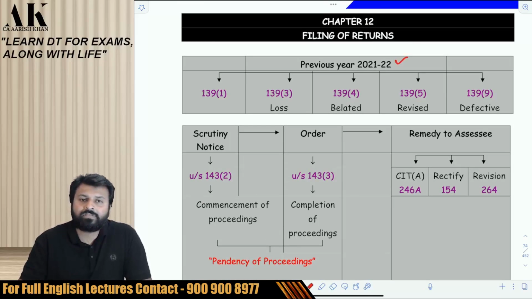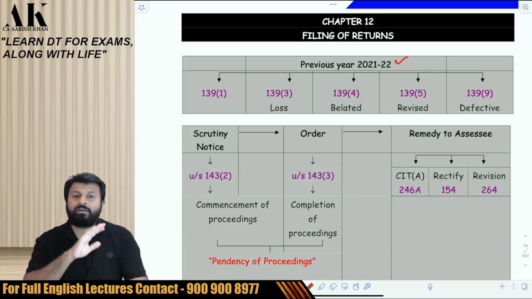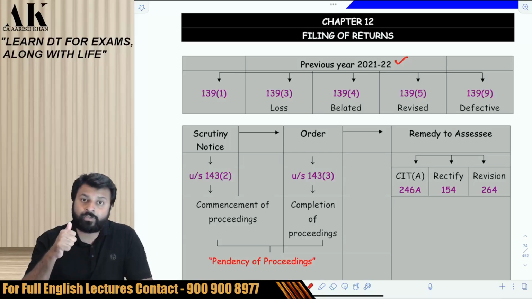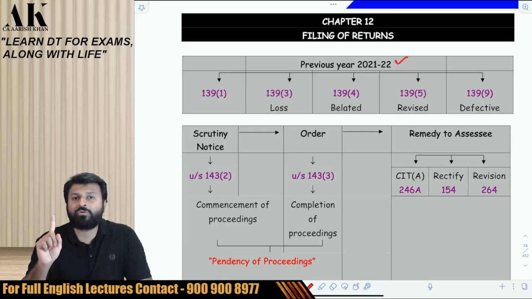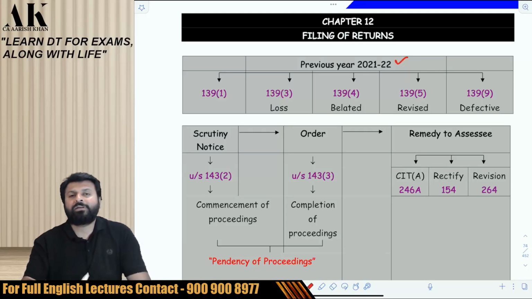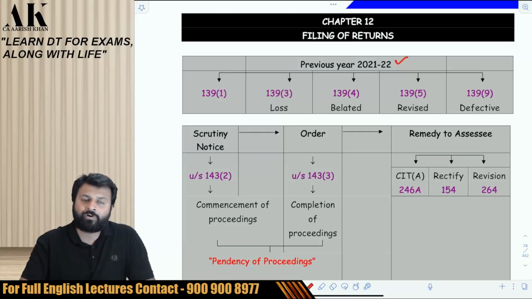Now, the first thing which the assessee will do is file returns under various sections, and returns are filed under various sections under income tax law. Let me tell you where all. It is filed under 139(1), 139(3), 139(4), 139(4A), 4B, 4C, 4D, 4E, 4F, 139(5), 139(9), 142(1) clause (i), and last but not least, return is filed in section 148. So these are the sections under which a return is filed.